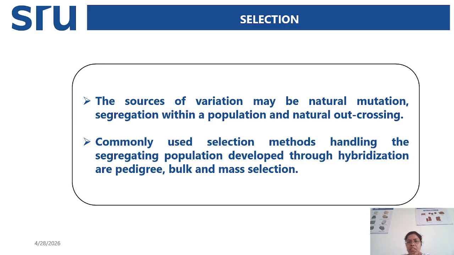For selection, we have three different methods which are widely used in the case of cotton, that is the pedigree method, bulk method, and mass selection method. So these three methods are used to handle the segregating populations. That is, the pedigree method and bulk method are used to handle the segregating population. So these three methods are used to develop the hybrids in the case of cotton.